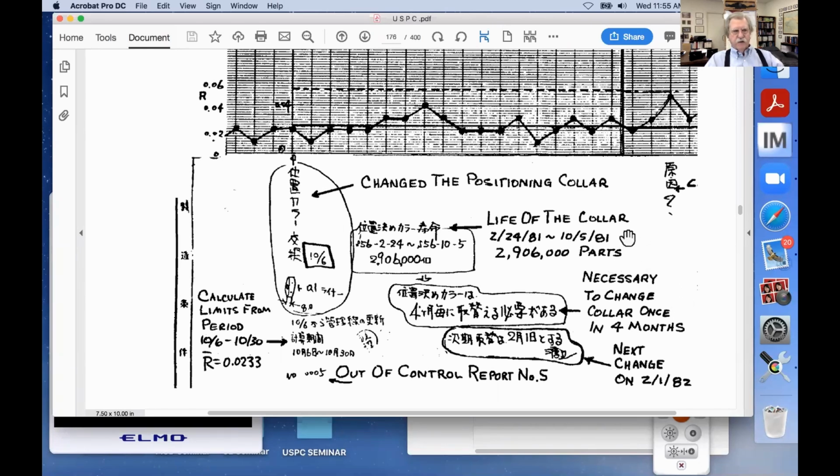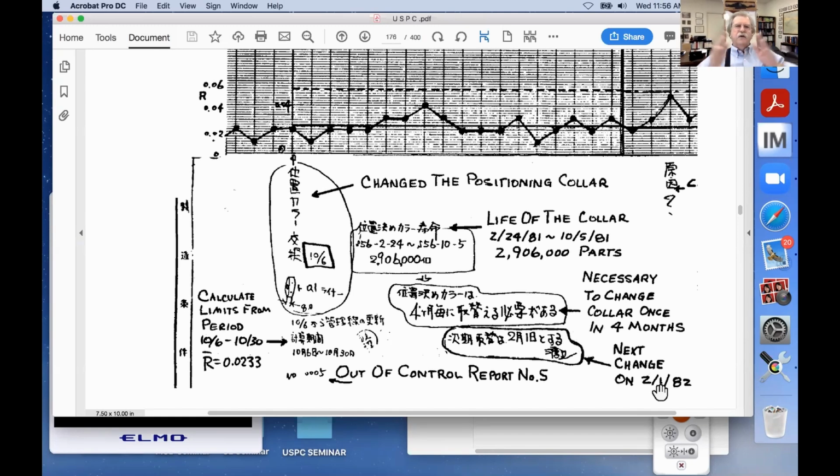Wait a minute, they just ran this part 7.5 months. Why are they going to change it in 4 months? Going back to the chart. In March and April and May and June, there was no problem at rolling. But beginning in July and September and October, there was that slow upward drift. So they're going to replace the collar before the tool wear can start in. Send us a collar the 1st of February. We'll need it then.